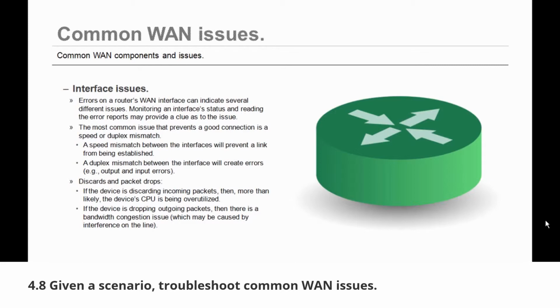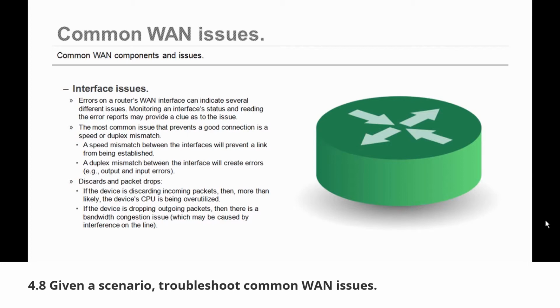Interface issues are also common. Errors on a router's WAN interface can indicate several different issues. Monitoring an interface's status and reading the error reports may provide a clue as to the issue. The most common issue that prevents a good connection is a speed or duplex mismatch. A speed mismatch between interfaces will prevent a link from being established. A duplex mismatch between the interfaces will create errors, as in output and input errors.